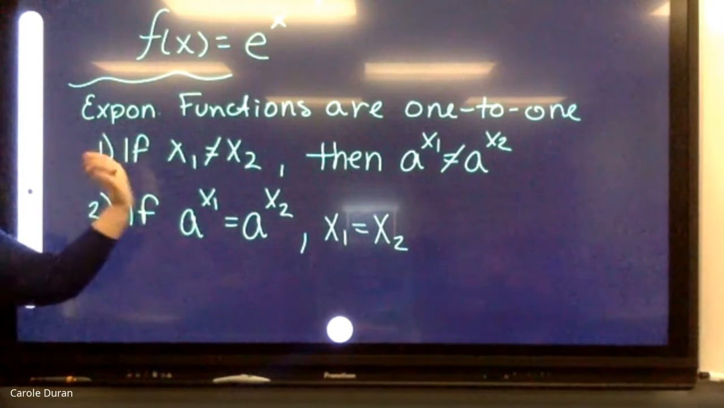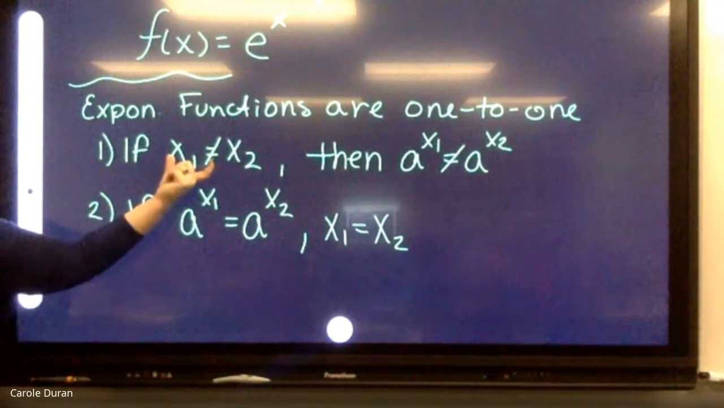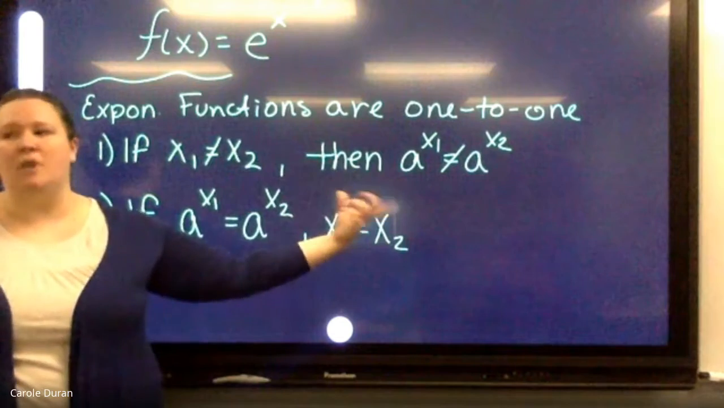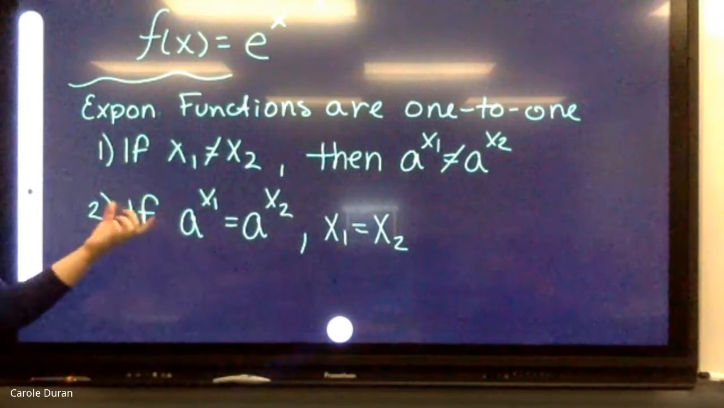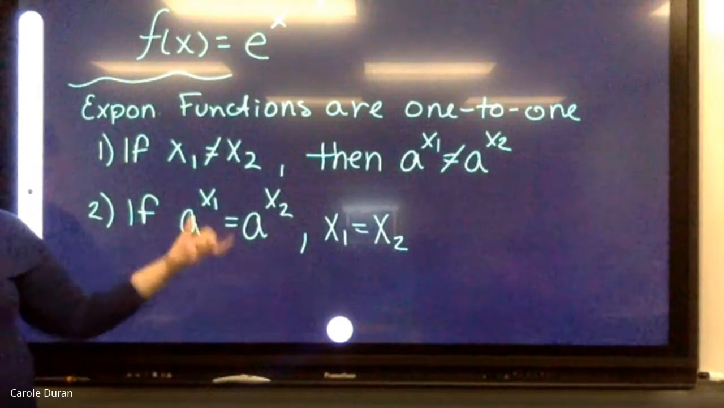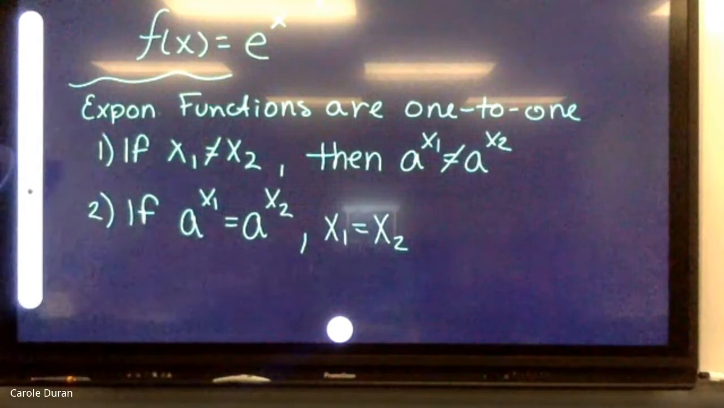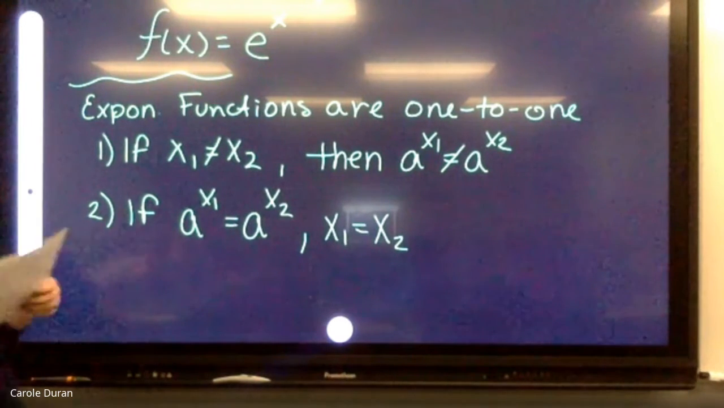Okay, so if the variable isn't equal, then any base raised to those variables is also not going to be equal. On the contrary, if any base raised to exponents is equal to each other, their exponents must have also been equal. And by exponents, I mean variables as well. So of course, we're going to do an example of this because I did put this on your homework.